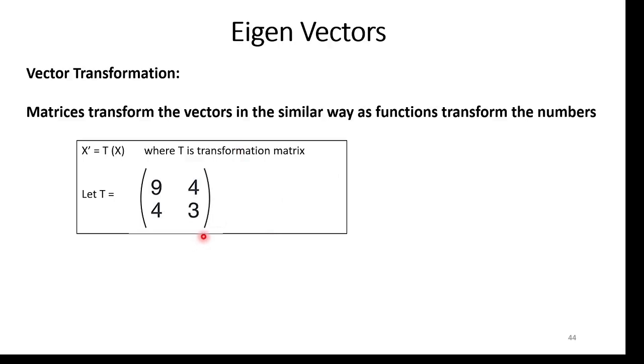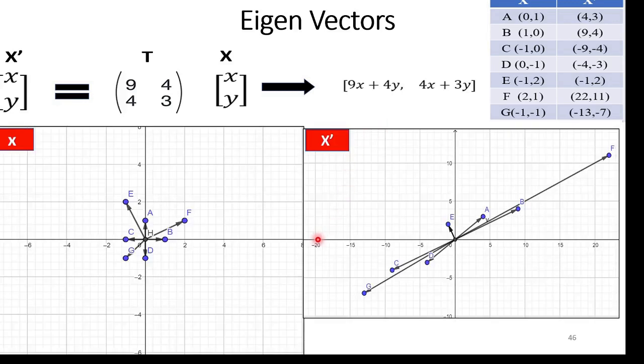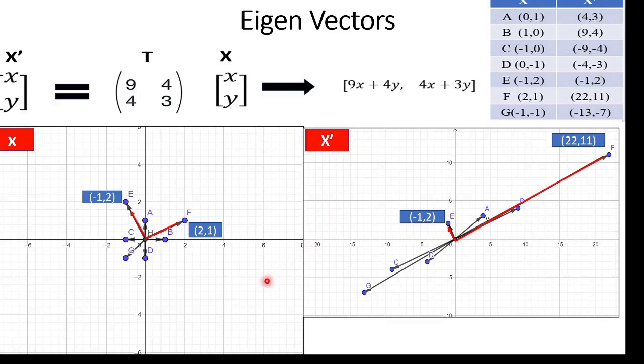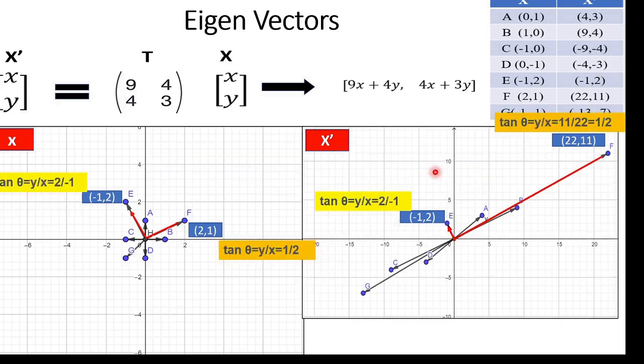Consider this transformation matrix. These are the vectors in X space and their representation in X dash space after this transformation. This is the graphical representation of the vectors. All vectors have changed their directions except vectors E and F. These vectors are eigenvectors for the given covariance matrix with a scaling factor lambda. Lambda for vector E is 1 and for F is 11. These are the directions of the eigenvectors. Any vector V for which AV equals lambda V is true is an eigenvector.